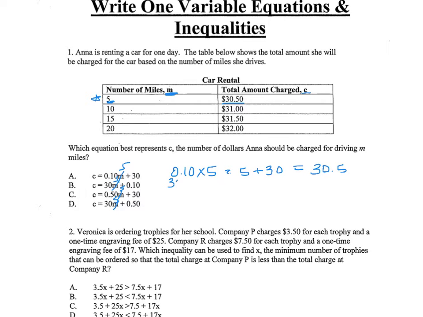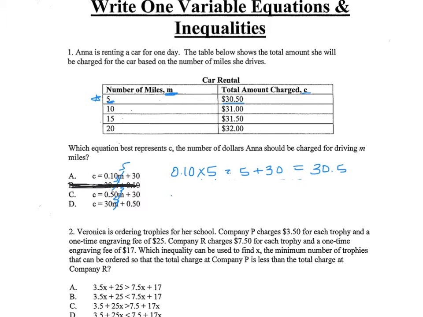So B, I've got 30 times 5, which is 150, plus 0.10, which is 150.1. So that one does not work. I'm going to erase all of this so it doesn't confuse us. And I'm going to mark that answer choice out because we're done with it. Doesn't work, we don't need it.